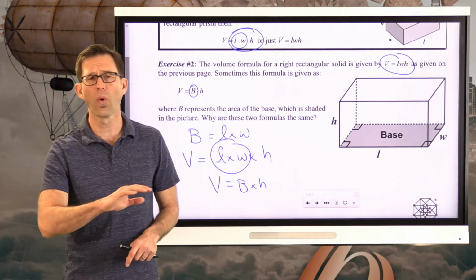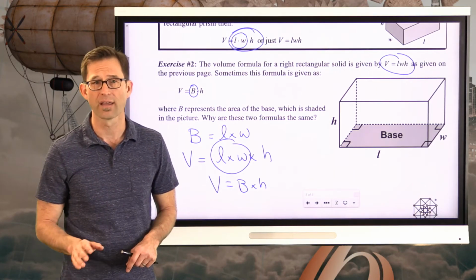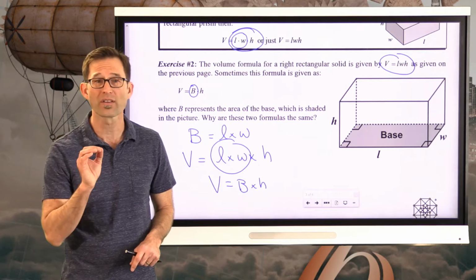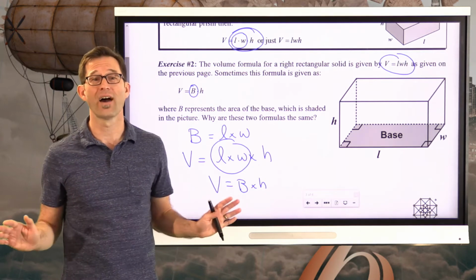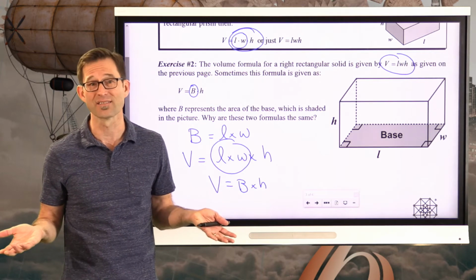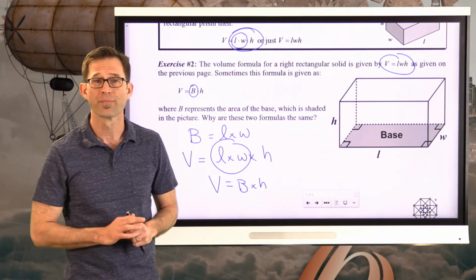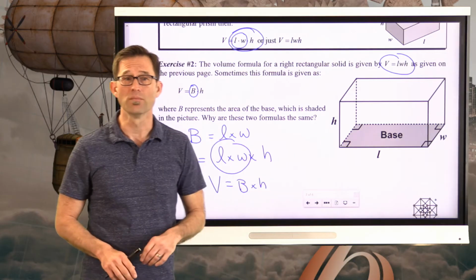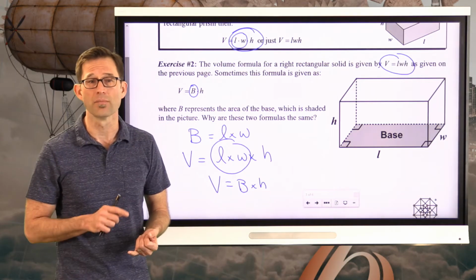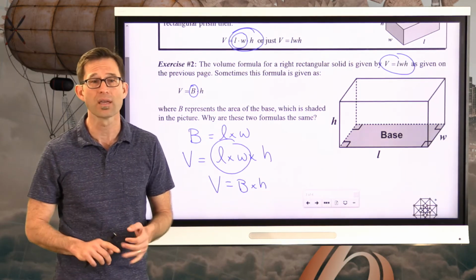Now, for us, we're only going to deal with volumes of right rectangular prisms. So we are only calculating volumes of boxes, essentially, in Math 6. But by the time you get to Math 7, okay, those bases could be something other than rectangles. They could be triangles, they could be pentagons, they could be anything.